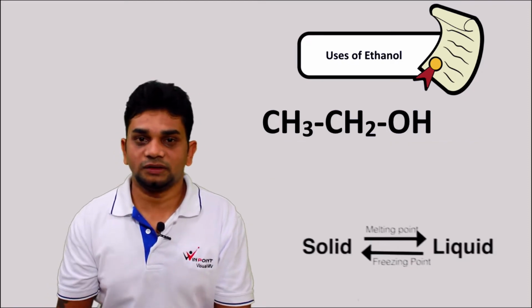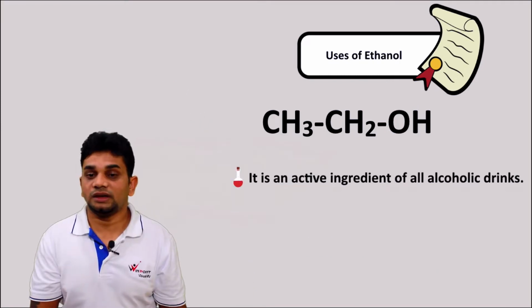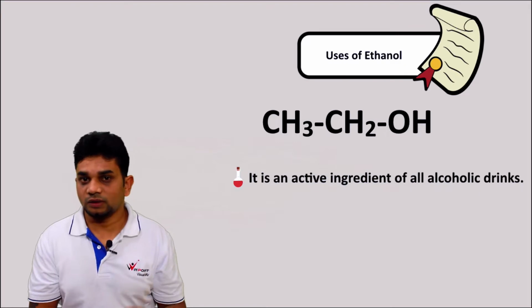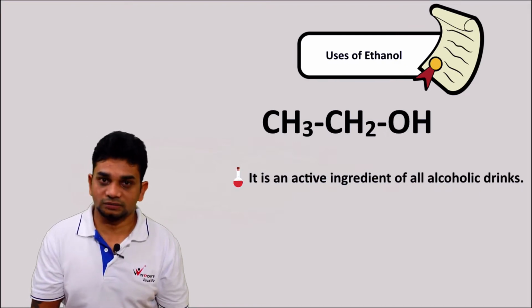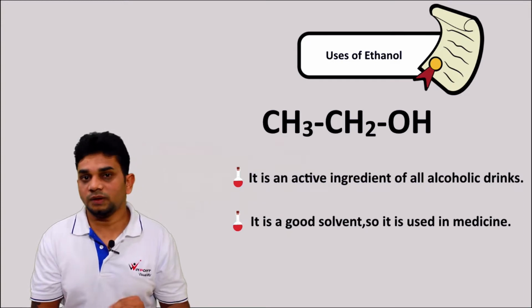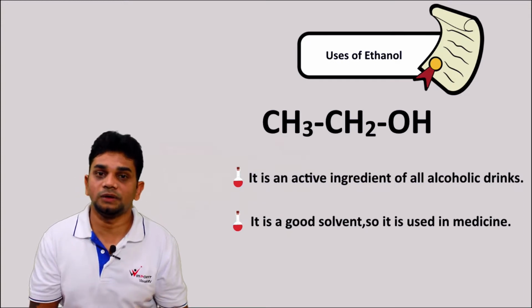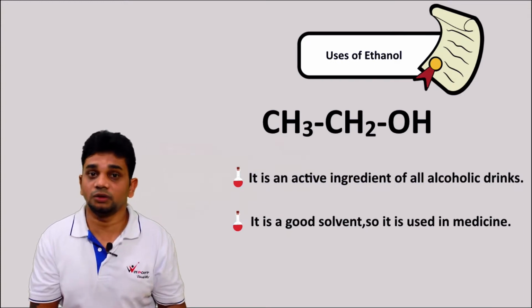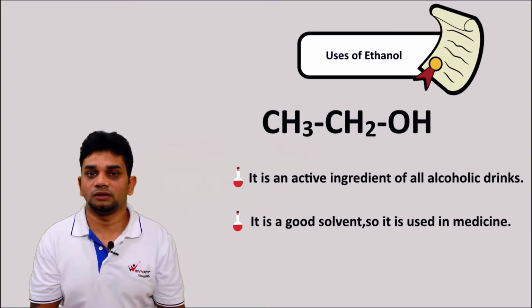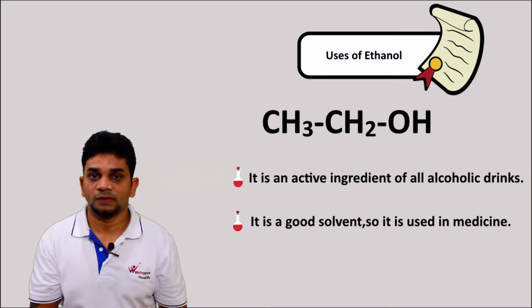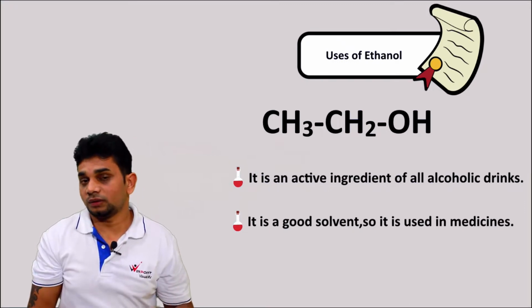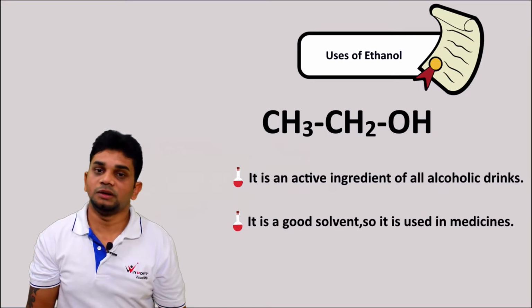Here we are going to discuss some of the physical properties. It is an active ingredient of all alcoholic drinks. Ethanol is used in alcoholic drinks. It is an active ingredient. Next one, it is a good solvent. Solvent means if you add something, it will dissolve in it. Water is the universal solvent. If you add something into water, most solids will dissolve in water. So it is a universal solvent. Ethanol is also a good solvent, so it is used in medicines.